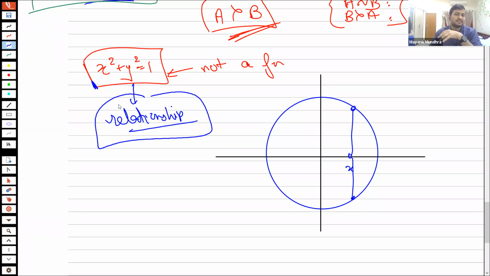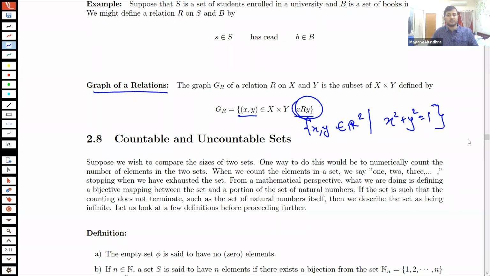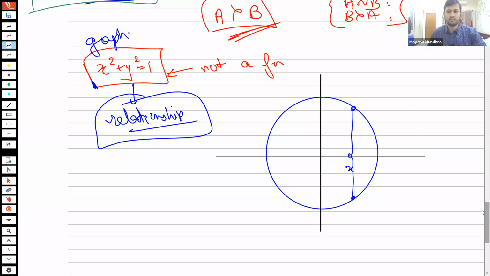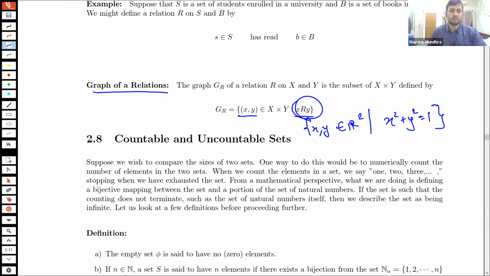So you might see this word relationship being used for representing this, or you can call it a graph. The graph of x square plus y square equals 1 is basically defined as all points x and y such that this relationship is true. So the graph of this circle will be all points (x, y) belonging to R square such that x square plus y square is equal to 1. So that is the graph. That's all about relationships, and mostly we will never hear about them again after this class. You can very well forget it if you want.